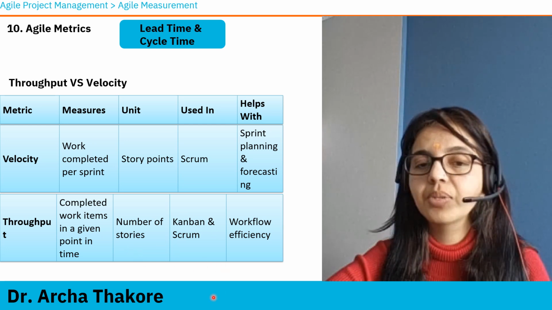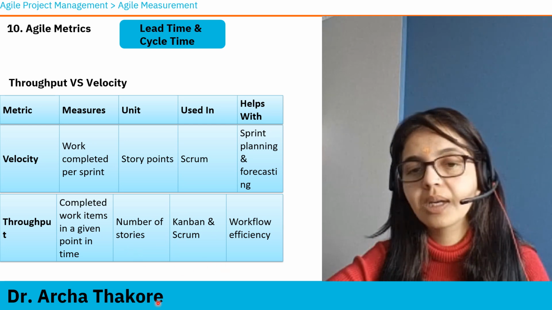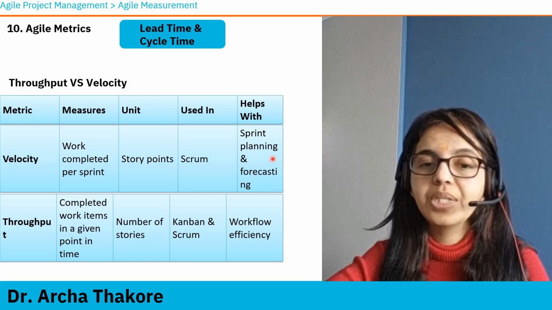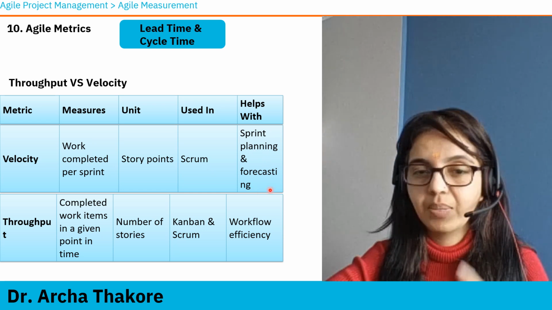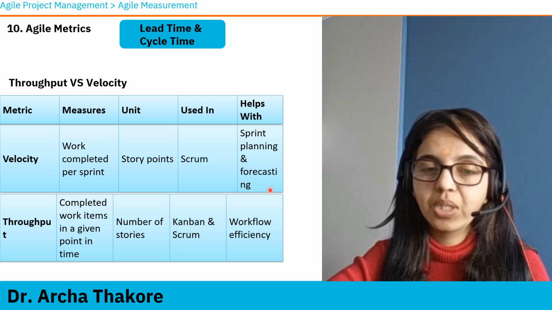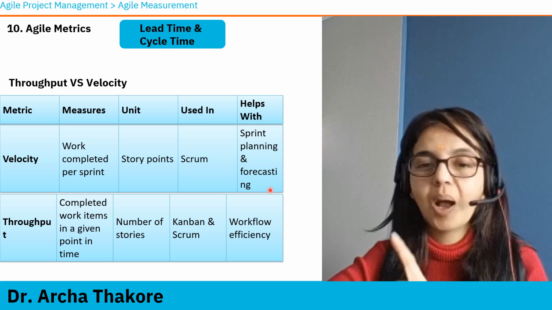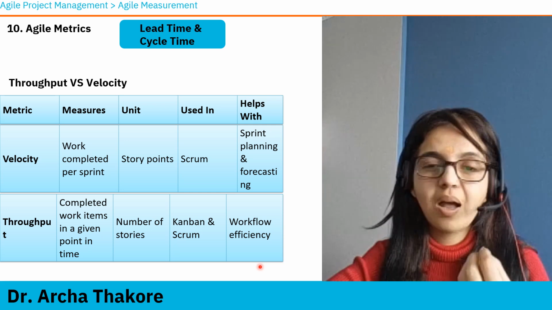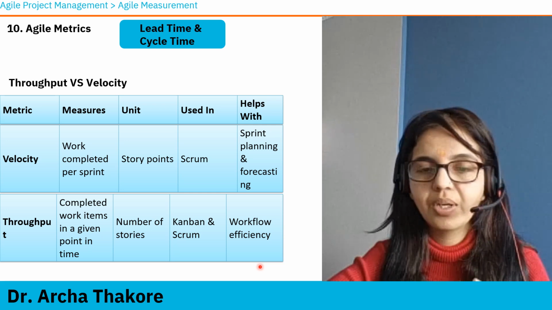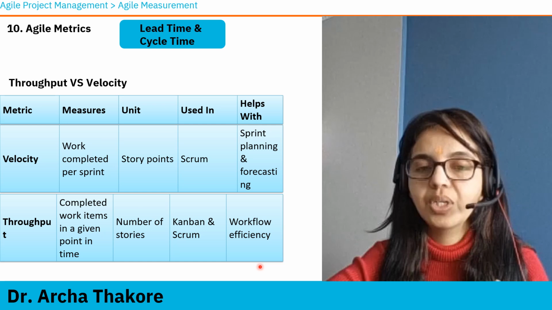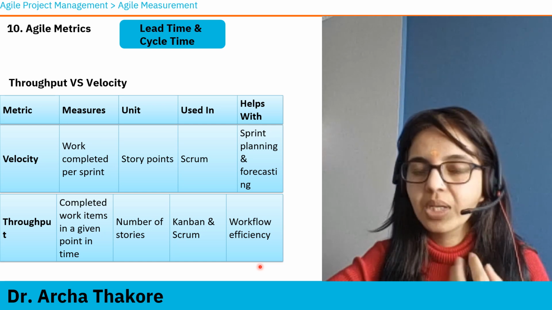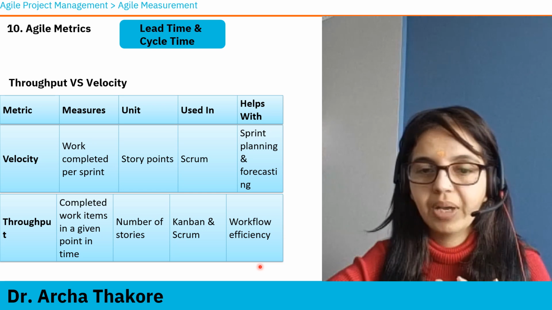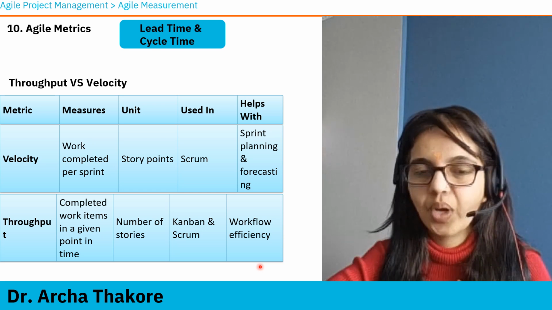Throughput is mainly used in Kanban and also in Scrum. Velocity is a Scrum term. Now, velocity helps with sprint planning and forecasting because we know the average rate at which the team completes the work, so we can predict how much time the team will take. Throughput is mainly for efficiency. How efficient is your team? How efficient is the workflow? It is also used in VSM, which is value stream mapping, and improving efficiency, and in lean projects.